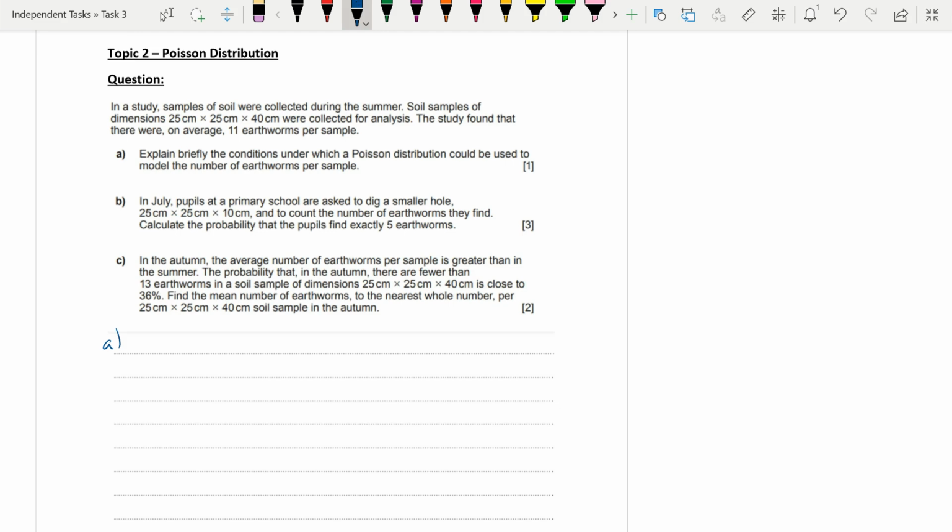Now, the key one, and kind of the key defining difference between it being binomial or Poisson, is the fact that you've got a constant rate. So what I'm going to start with is that. I'm going to say earthworms, okay, need to occur at a constant average rate.